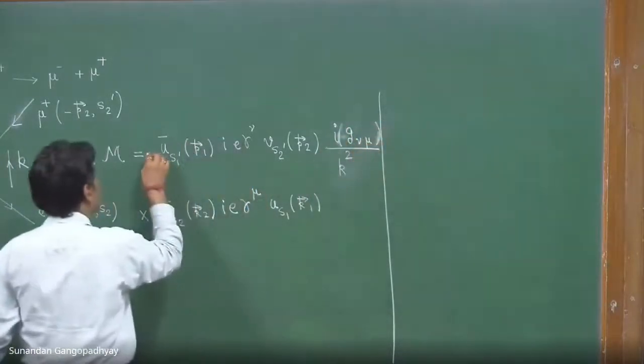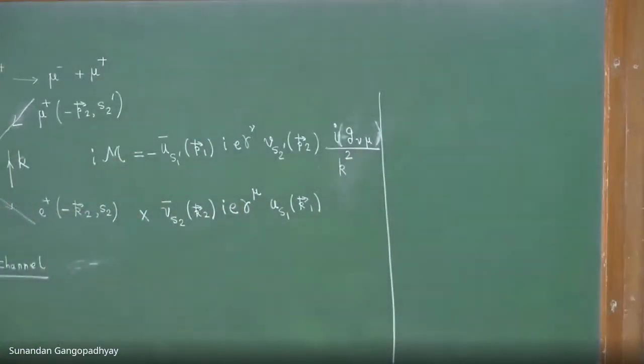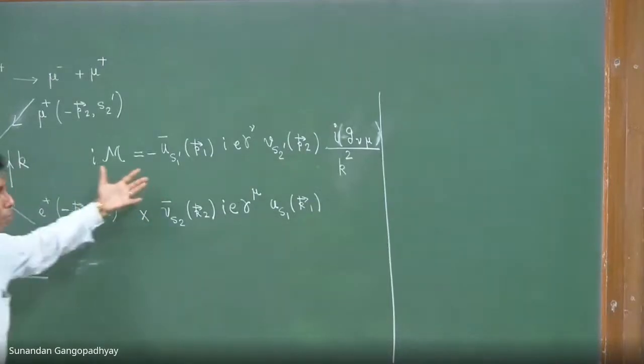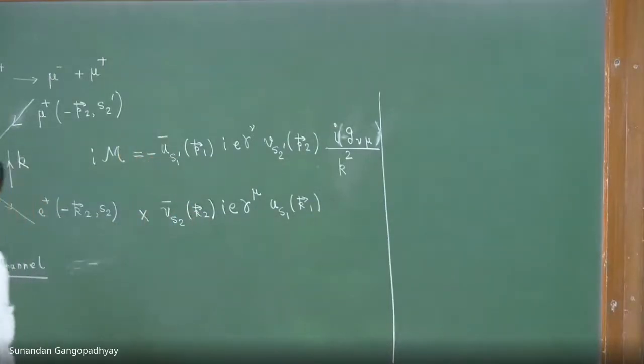Write it over here. So this is your expression for the scattering amplitude. You just need to calculate the probability for this process, the probability of scattering. So you just take the mod square of this, and when you take the mod square, once again you have to sum over the spins of the final particles, and you have to average over the spins of the initial particles.